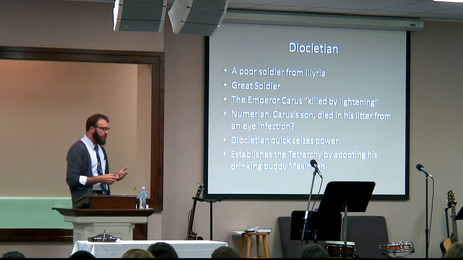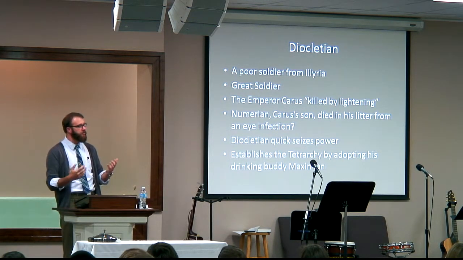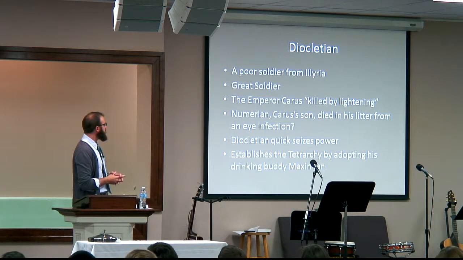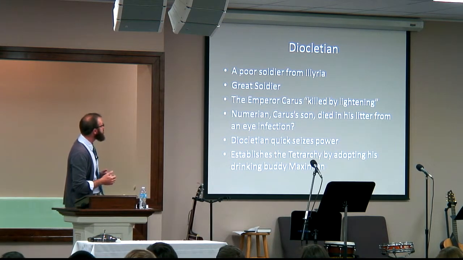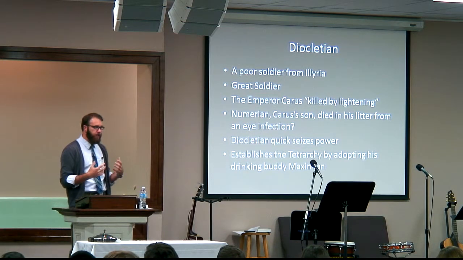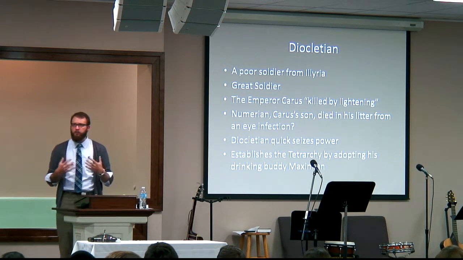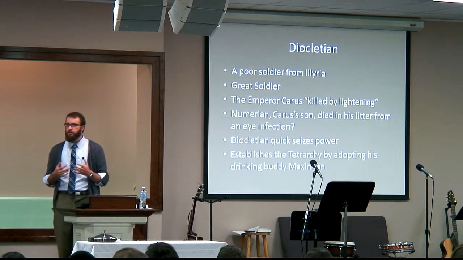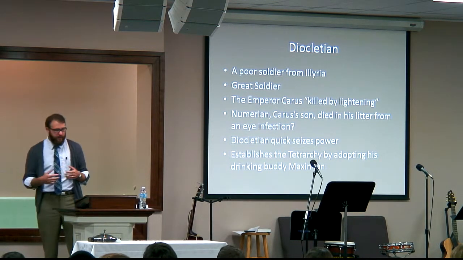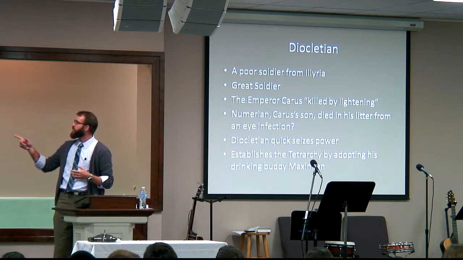Numerian, Carus' son, dies in his litter from an eye infection, probably also murdered by Diocletian. And Diocletian quickly seizes power by killing anyone else that could have offered any sort of opposition to him, including Carus' other son. And the problems of the empire, he realizes, are many. And to solve this, he institutes a new form of government called the Tetrarchy, which is ruled by four.